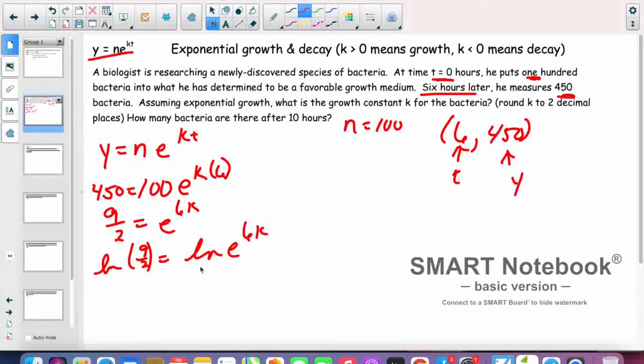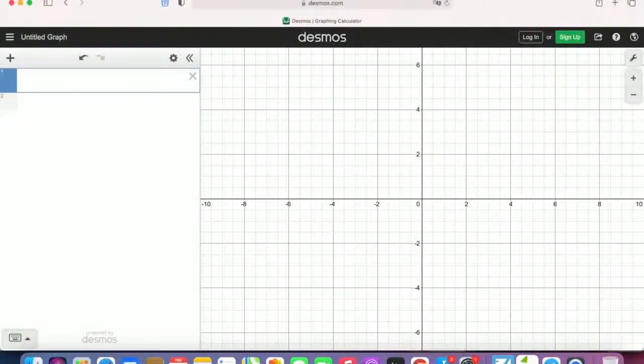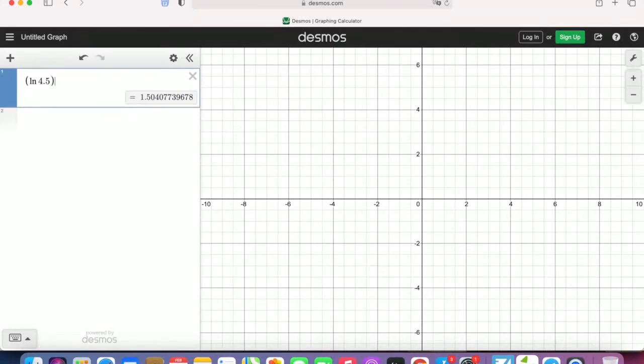And if I do that, the natural log and the e cancel each other out, leaving me with 6k over here. And I've got natural log of 9/2 still on this side. Now all I have to do is divide both sides by 6 to figure out my k value. That I can put into Desmos. So I'm going to go over to Desmos and do natural log of 9/2 divided by 6. I'm going to put the natural log of 9/2 in parentheses. Now 9/2 is 4.5, so I think it'll be a little easier to put it in as 4.5, and then that's over 6. We were dividing by 6.